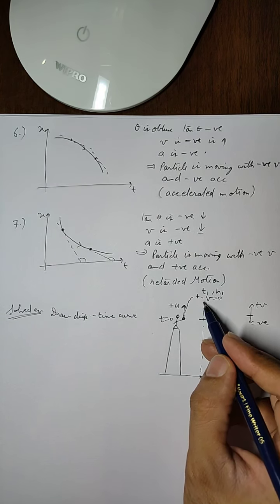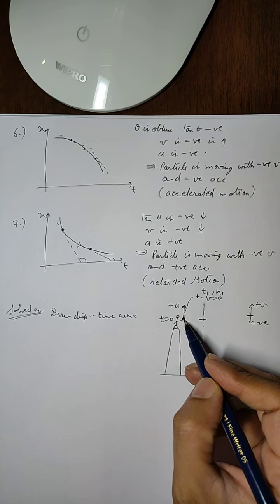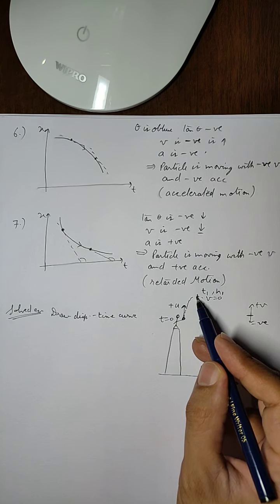Now we have already studied that time of ascent is equal to time of descent. So that means if it took t1 time in going to the maximum height, then it will again take t1 time for coming to the starting position. Then after that it goes on to the ground.